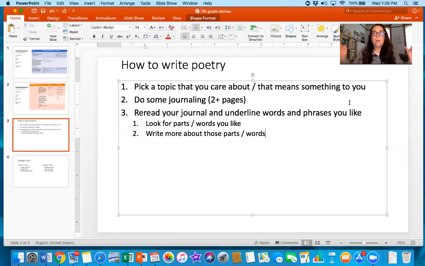Again, you see, we're not writing poetry. When you think of poetry and how it looks with all the white space on the page, we haven't even gotten there yet, okay? Because we're just getting ideas, rehearsal, brainstorming.